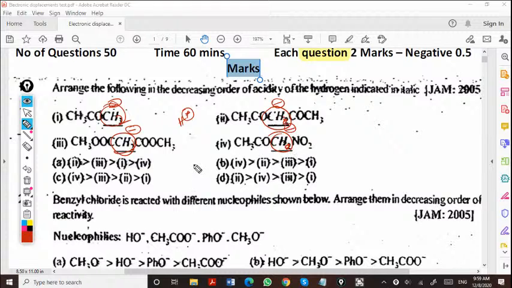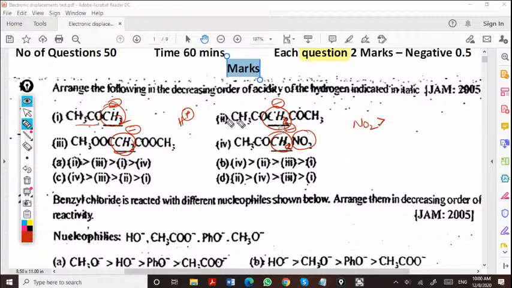So after elimination of H plus, each of the molecules is going to become a carbanion. Now the carbanion attached to strong withdrawing groups will be most stable, so that acidity will be highest. In withdrawing nature, here it is given nitro, which is the best withdrawing group.